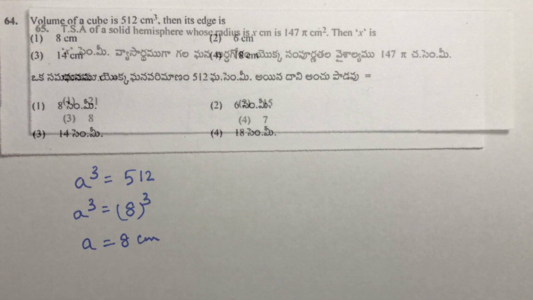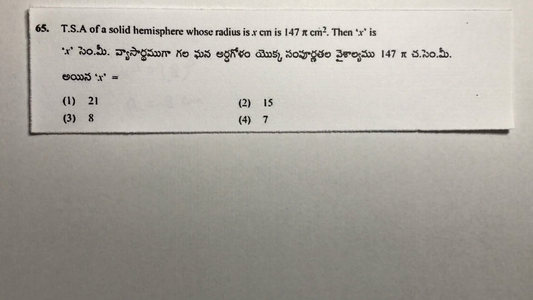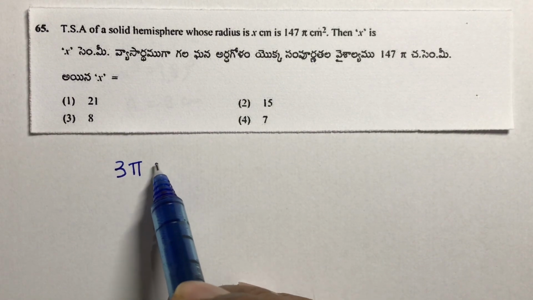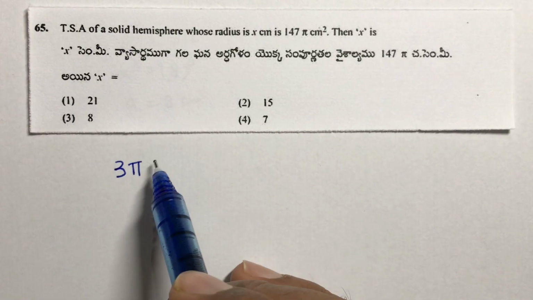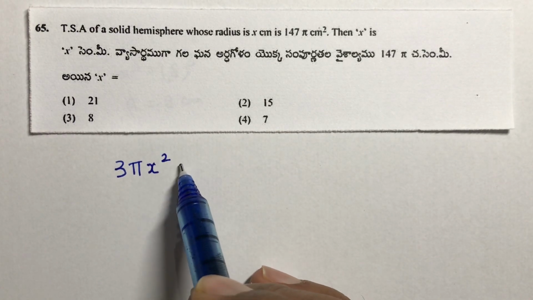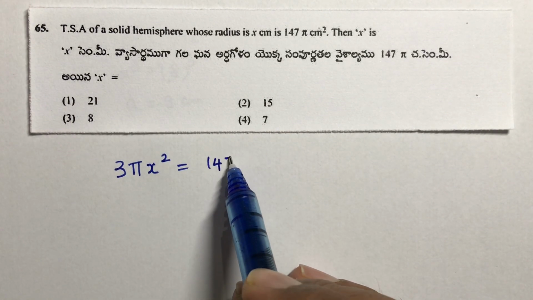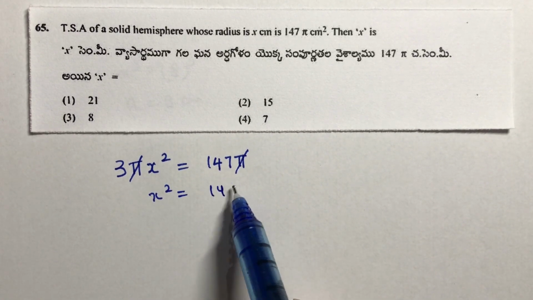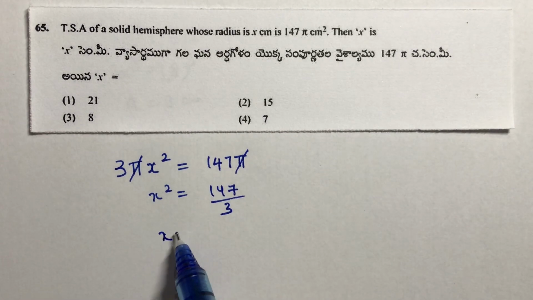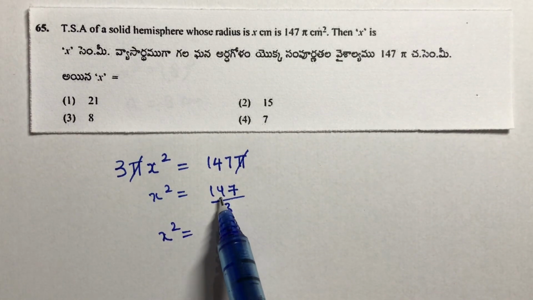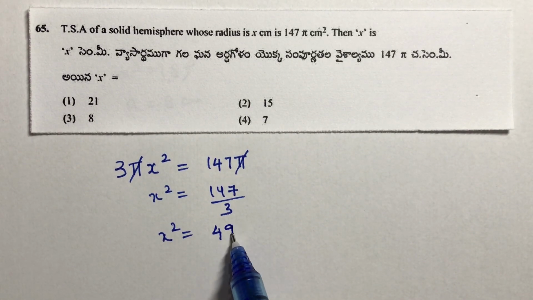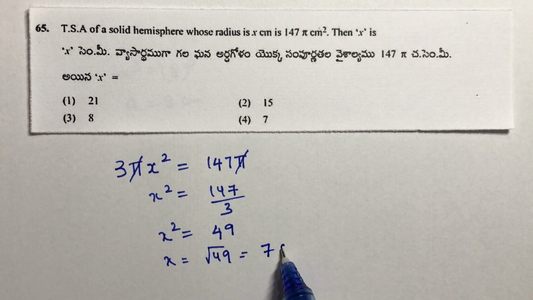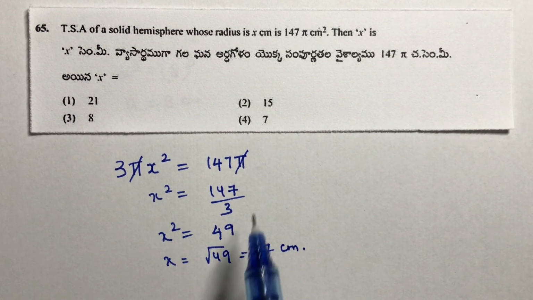So the correct option is: surface area of a solid hemisphere is 147 pi centimeter square. So total surface area of a hemisphere is 3 pi r square, but they told here radius is x, so 3 pi x square is 147 pi. Pi and pi cancel. So x square is 147 by 3, which is 49. So x is root 49, that is nothing but 7 centimeters. So the correct option is 4.